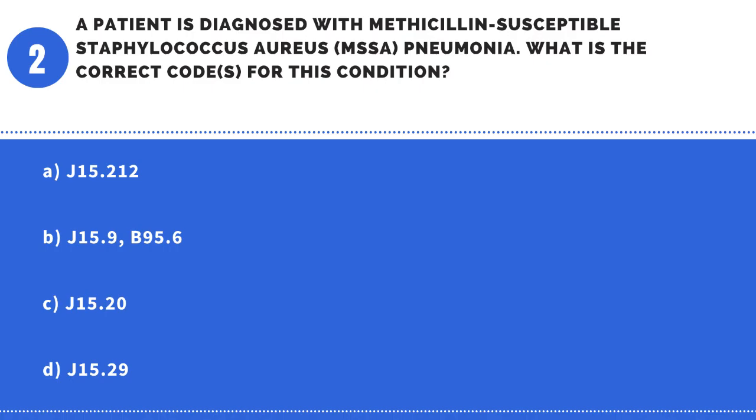Question 2. A patient is diagnosed with methicillin-susceptible Staphylococcus aureus, MSSA, pneumonia. What is the correct code for this condition?